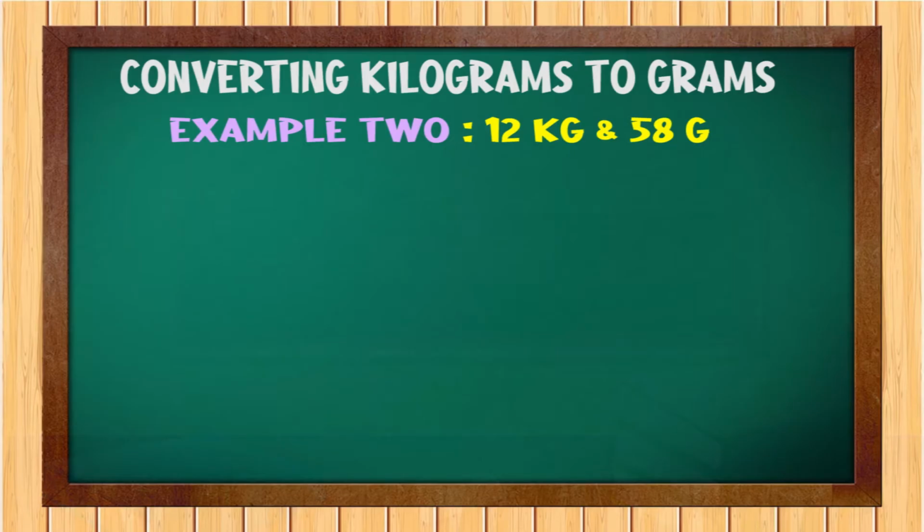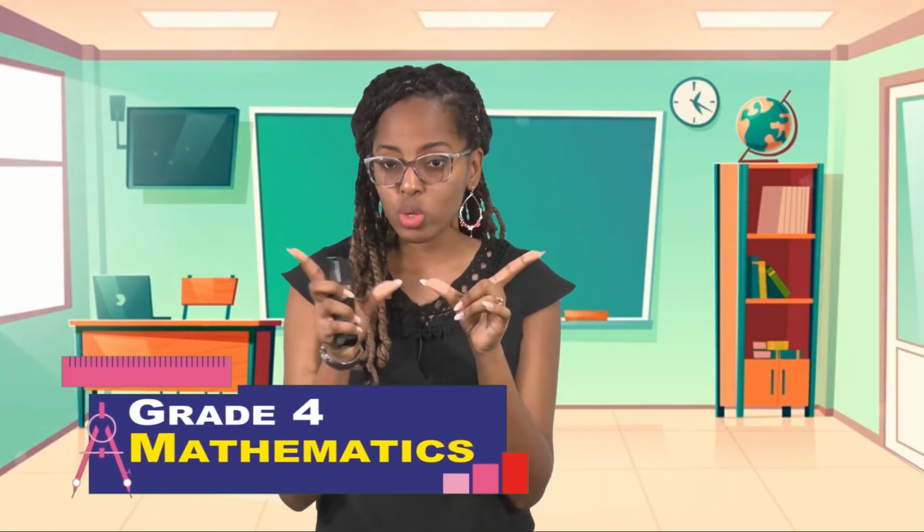Let's work another example. Say we're asked to convert 12 kilograms and 58 grams into grams. This question is similar to the other question, but something is different. In our first example, we were given kilograms only, and we were asked to convert the kilograms into grams. However, in this example, we're given kilograms and grams. So how do we go about solving this? Well, we first convert the kilograms and add that figure to 58 grams. Let's work it step by step.